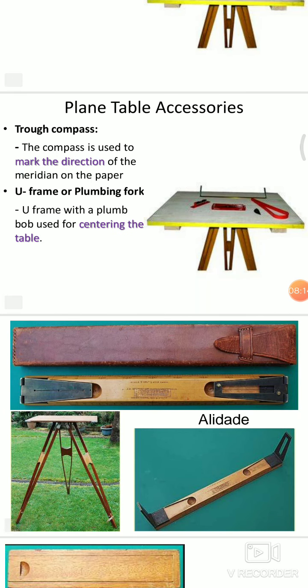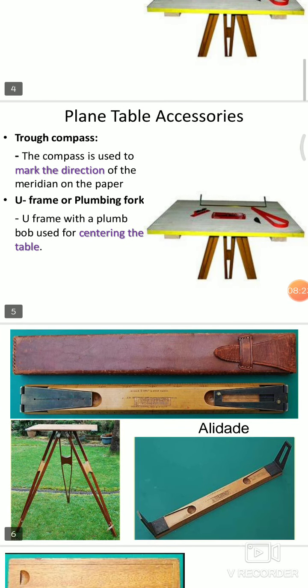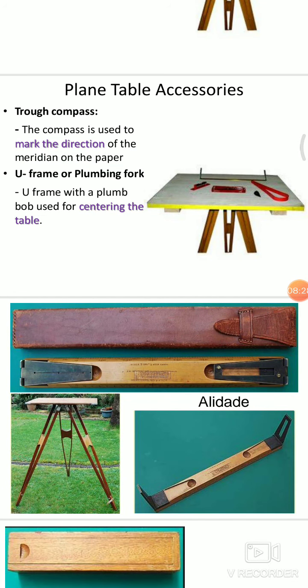The next accessory is a U-frame, also called a plumbing fork. The U-frame with plumb bob is used for centering the table. As we know, centering is the procedure of transferring the ground point onto the sheet or paper. Centering means the center of the instrument and the ground point are matched. The function of this U-frame or plumbing fork is mainly centering in the plane table.